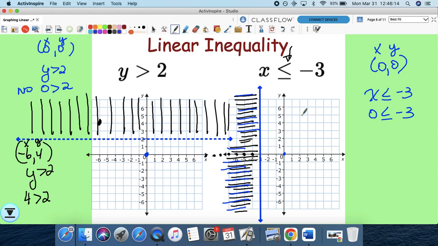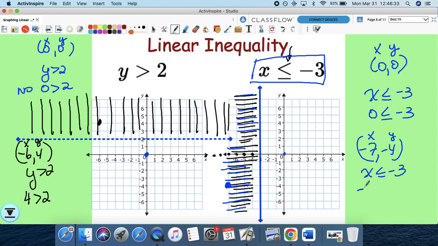And you can, again, pick any point. I'm just going to pick a point right here. What's that point? -7, -4. Test it out to see if it makes this particular inequality true. x is less than -3. Let's replace x with -7. Is -7 less than -3? Yes, it is. So again, this proves that this side of the line is where the points that make the inequality true are located. Okay, so that's it.